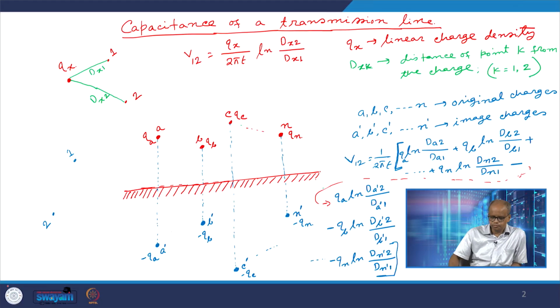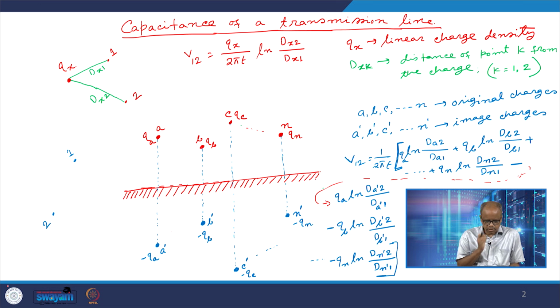In the last lecture, we started talking about the calculation of capacitance of a transmission line. So, we have just started to review the basics. Let us again, for the sake of recollection, try to review it.